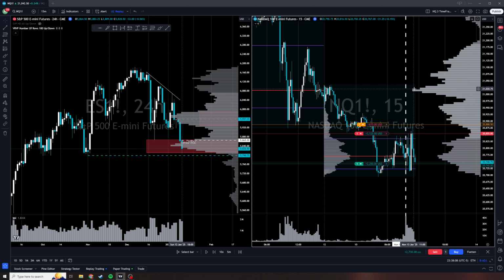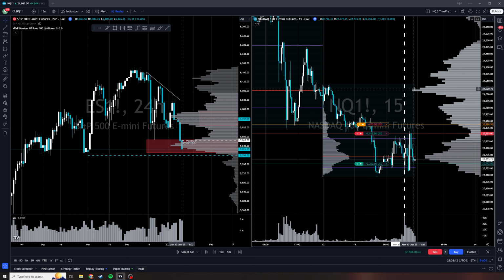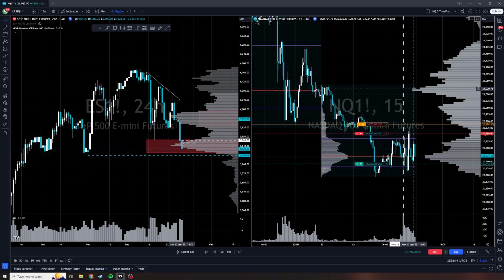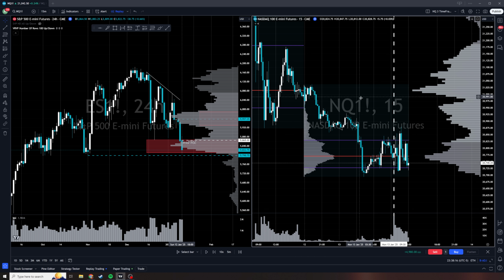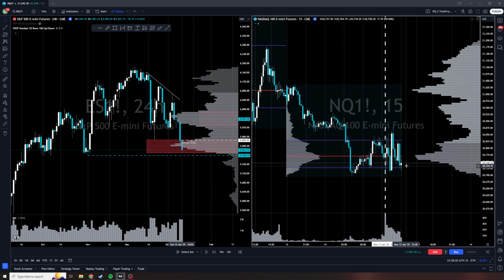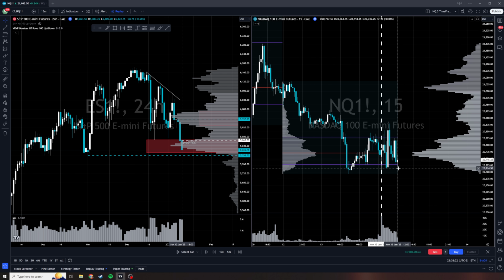Okay, we almost get stopped out. It's wicking around POC. Boom. All right. So we make money there. Cool. Well, this is a higher low. I think I want to get back in. All right. So I'm going to get back in the market on the buy side.